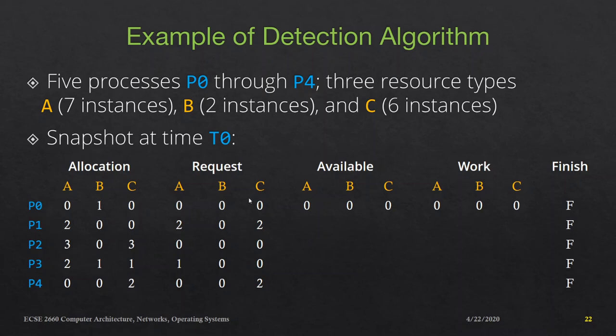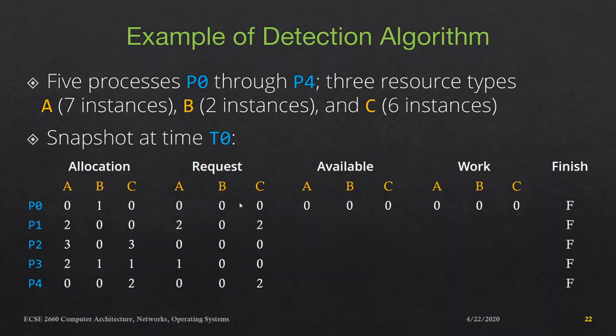Next, we are going to do step 2. Step 2 is find the process that can finish. So let us see. Process 0 is requesting nothing, 0, 0, 0. That means we don't need to do anything, it can finish because request is less than or equal to available, less than or equal to work. So we can finish P0, no problem.